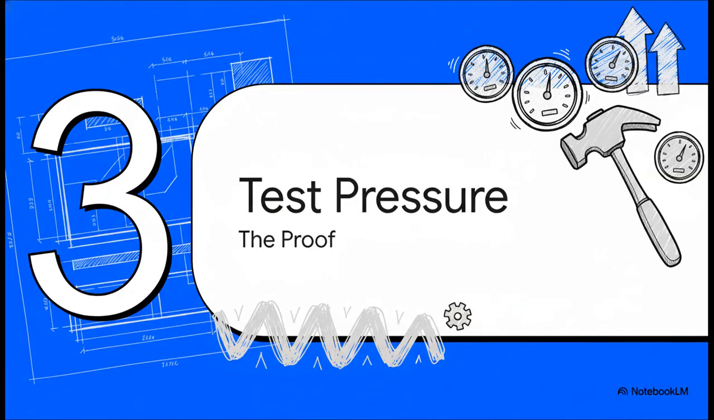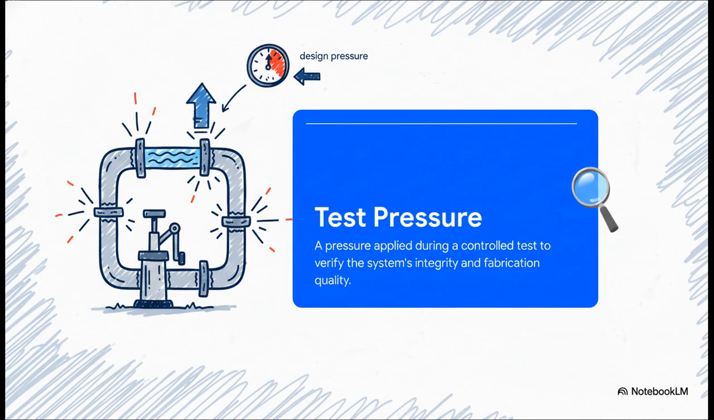Okay, so we've got the blueprint and we've got the daily reality. But how do you prove the system was built correctly before you put it into service? Well, that brings us to our third pillar: test pressure. Test pressure is all about a deliberate, controlled overpressurization of the system. Before a system ever sees active duty, engineers will fill it up, usually with water for what's called a hydrostatic test, and they pump that pressure way up, even above the design pressure. Why? To make sure every single weld, every joint, every component is absolutely flawless.